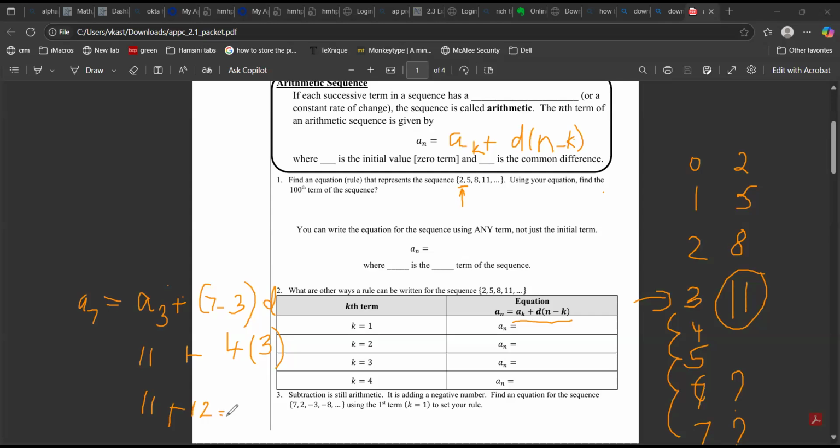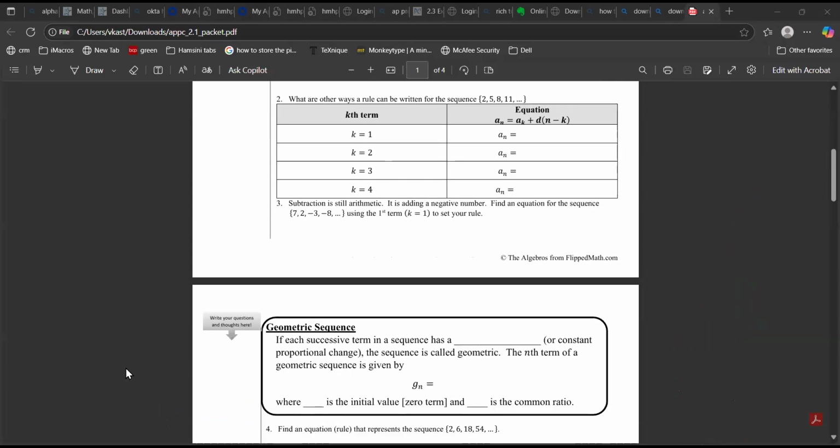So if you're given the kth term, it's easy to find the nth term using this formula. What formula? An will be equal to ak plus n minus k times the common difference. Can I move on from here? Let's see this one.